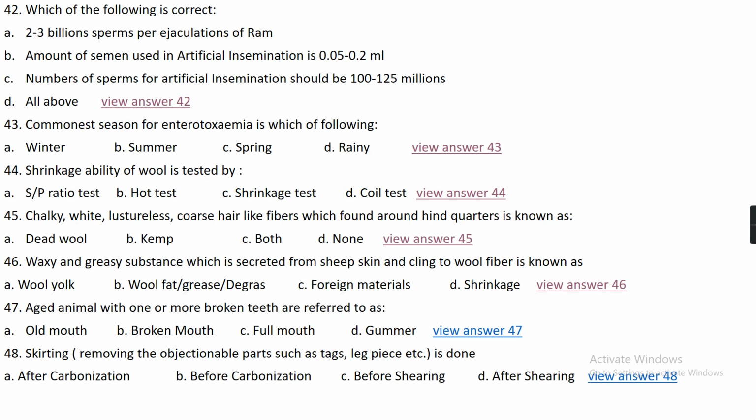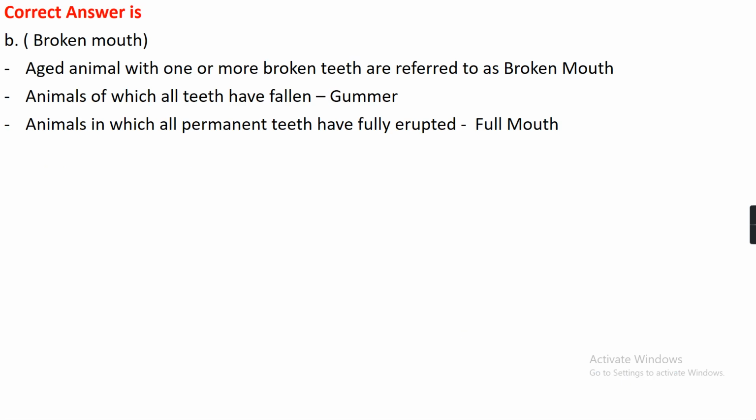Okay. Question number 47. Aged animal with one or more broken teeth is referred to as option A old mouth, option B broken mouth, option C full mouth, or option D gummer. The right answer is broken mouth. Aged animal with one or more broken teeth is referred to as broken mouth.